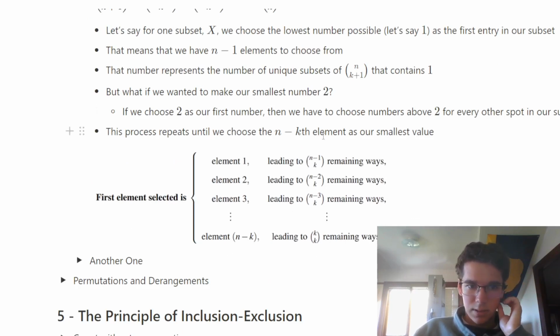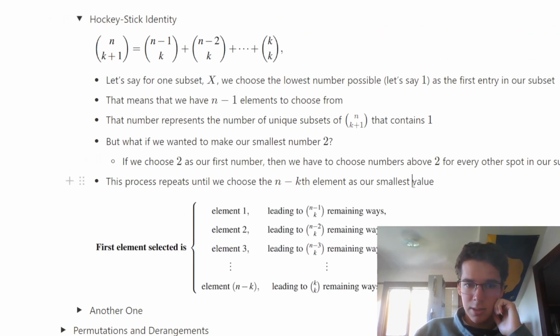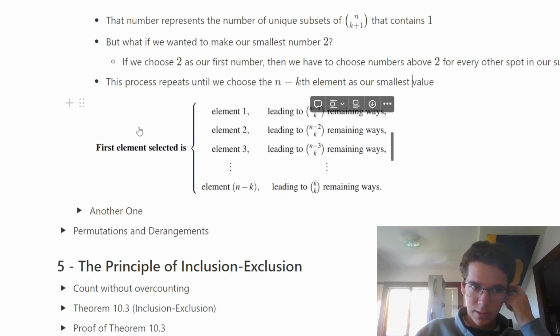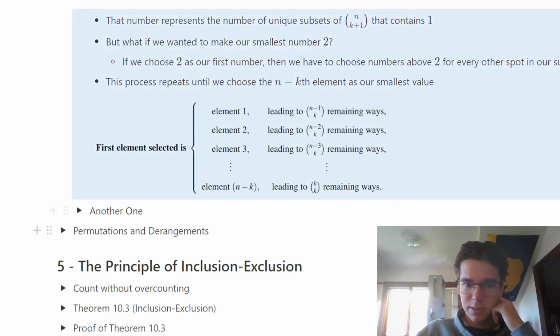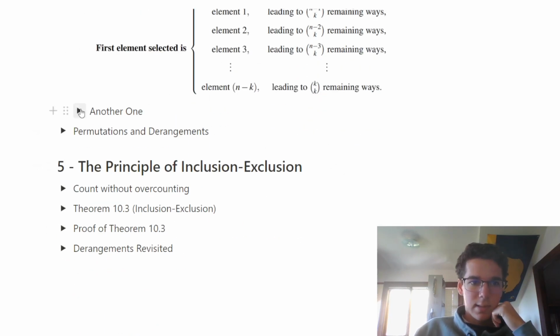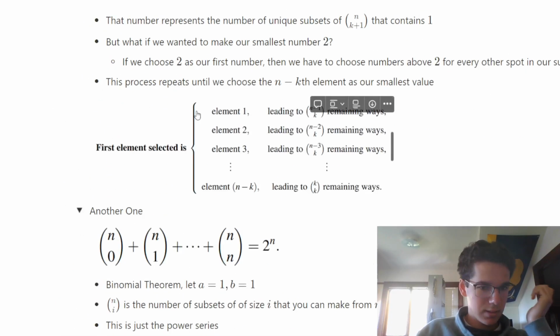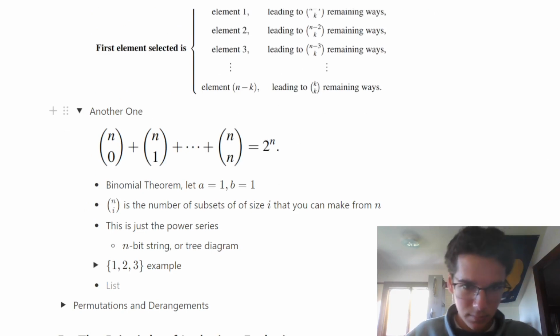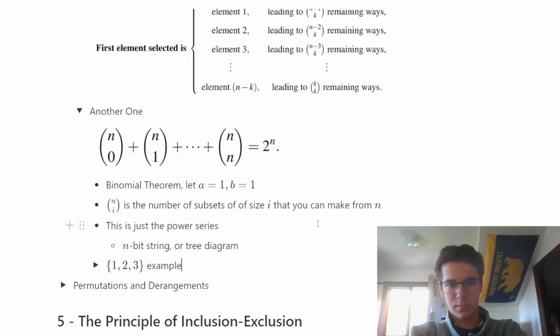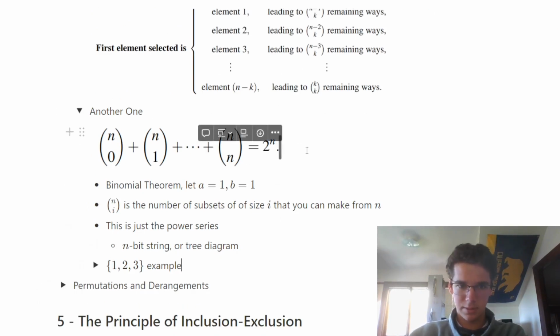So yeah, that process repeats until we choose the n minus kth element of our smallest value, and that's pretty much summed up by this picture right here. Another combinatorial identity is this one. Now this one's a little more straightforward, at least for me. This is where the power series comes in again.